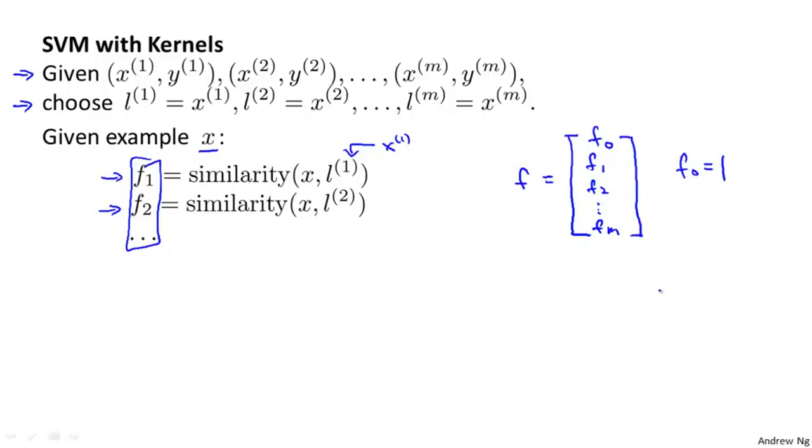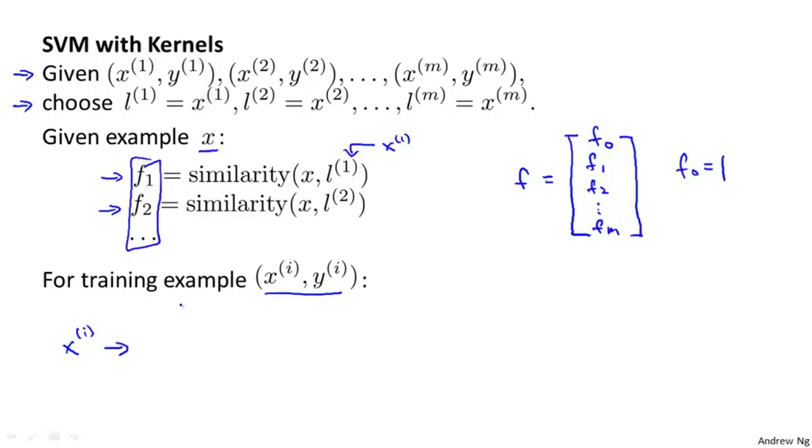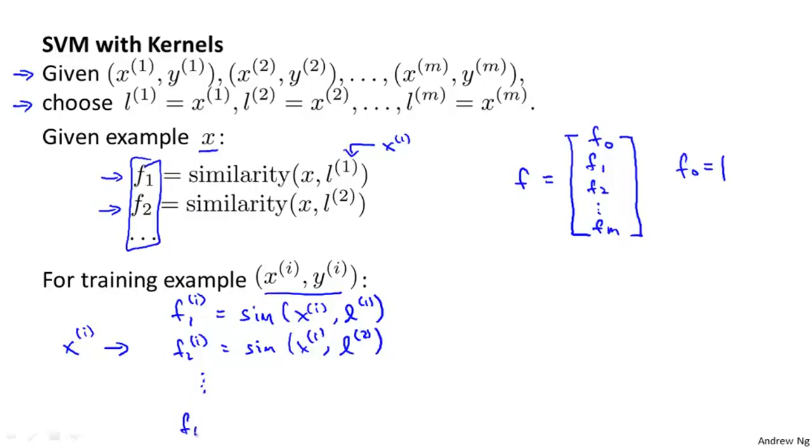So this plays a role similar to what we had previously for x0, which was our intercept term. So for example, if we have a training example xi, yi, the features we would compute for this training example would be as follows. Given xi, we would then map it to f1i, which is the similarity. I'm going to abbreviate it as SIM instead of writing out the whole word similarity. And f2i equals the similarity between xi and L2, and so on down to fmi equals the similarity between xi and Lm.